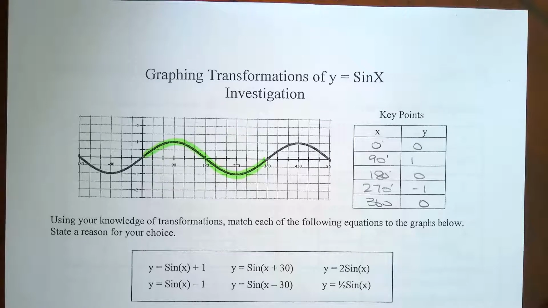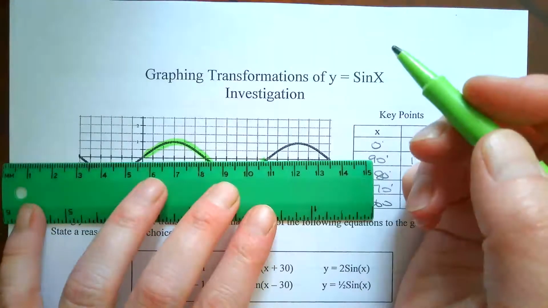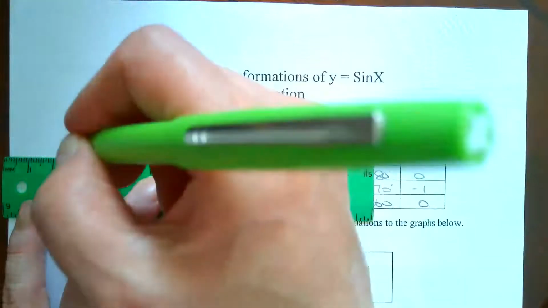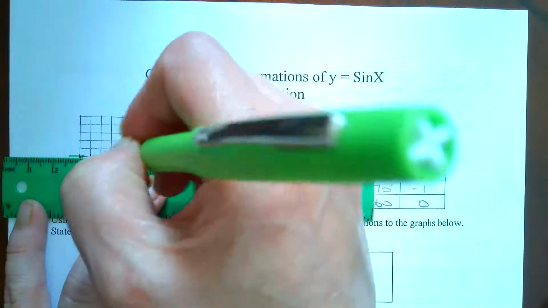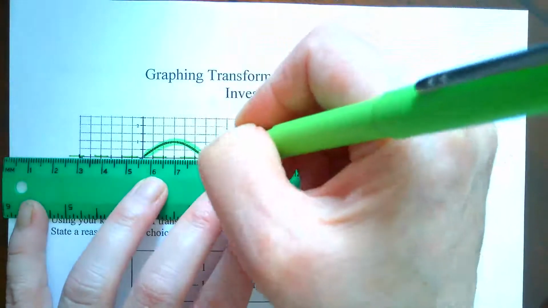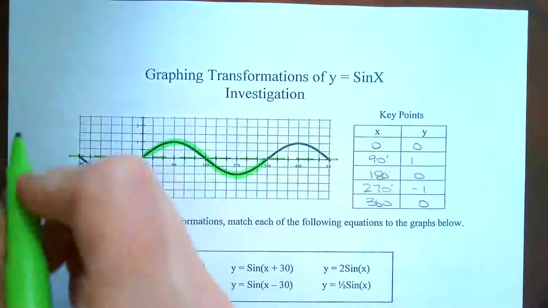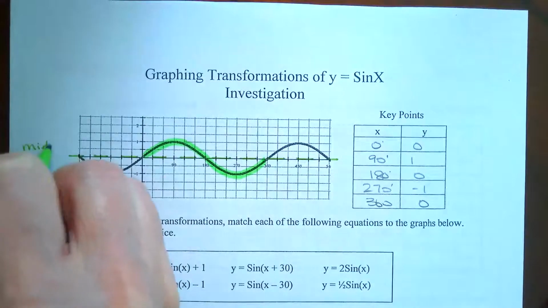The other important thing that the sine graph has is the midline. That's the line that divides the upper half of the graph from the lower half of the graph. This is known as the midline.